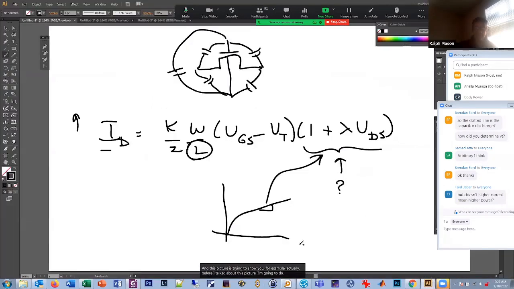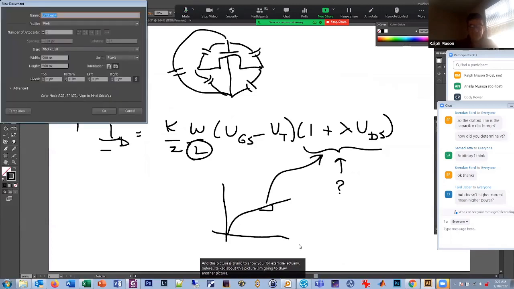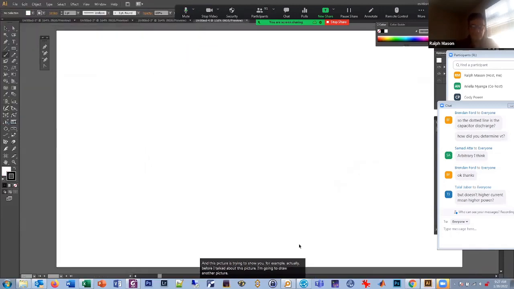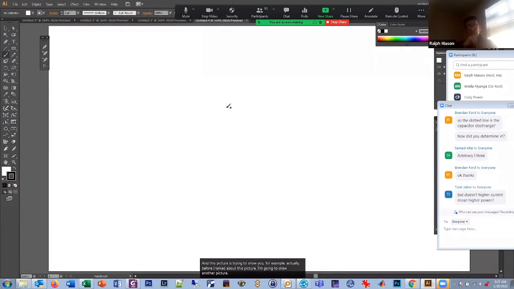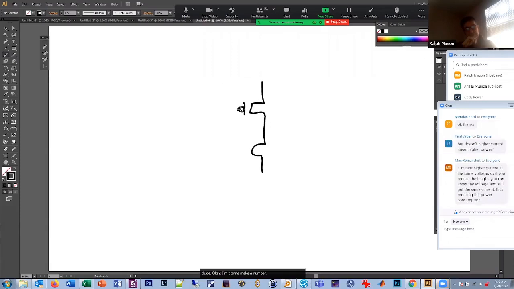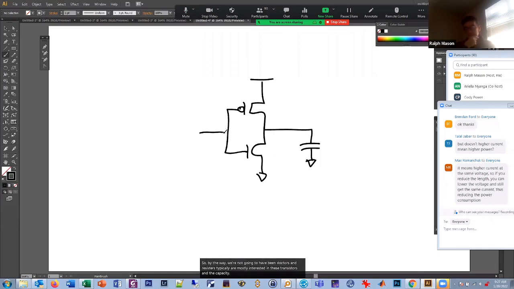draw another picture. Okay, I'm going to make an inverter. And this inverter has a capacitor on the output. By the way, we're not going to have inductors and resistors typically. We're mostly interested in these transistors and the capacitors on them. But in this special case, we're going to look at a little different thing. So this is inside of our chip, okay?